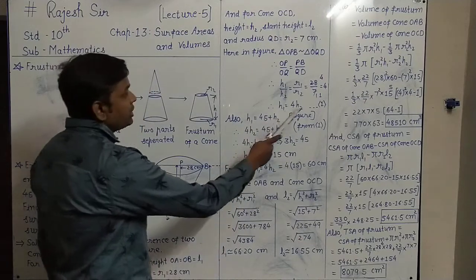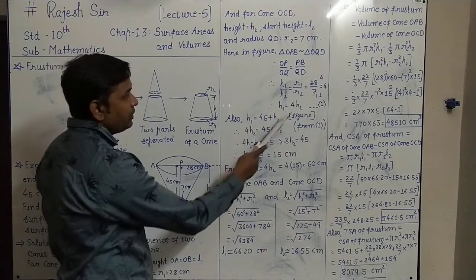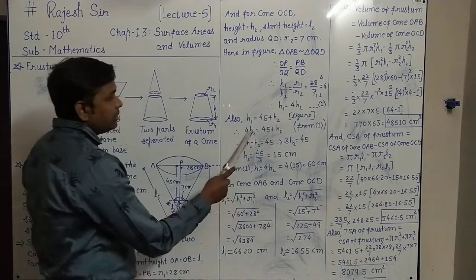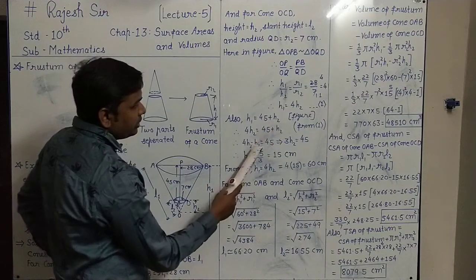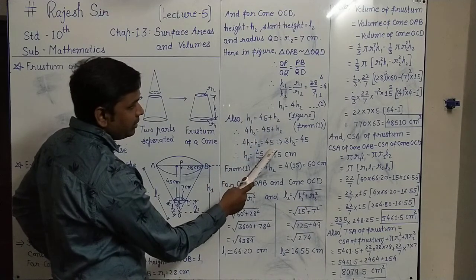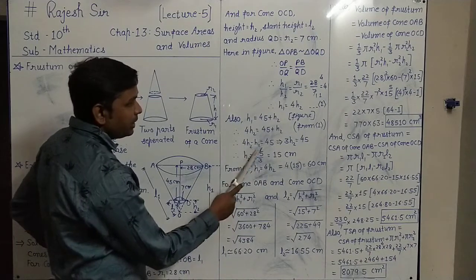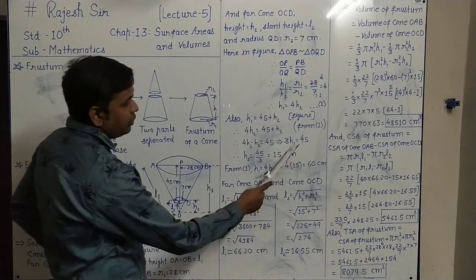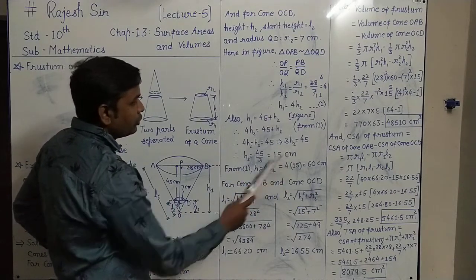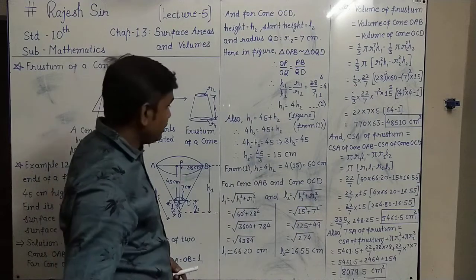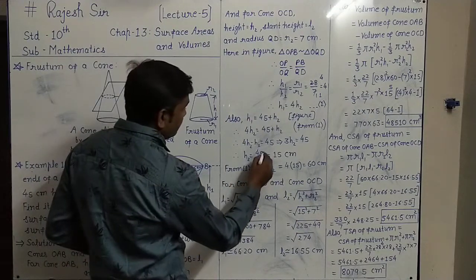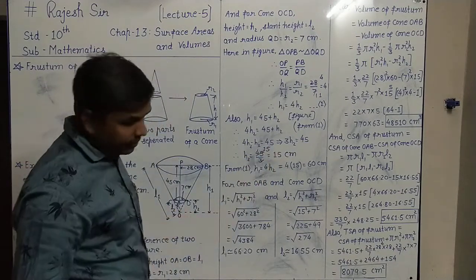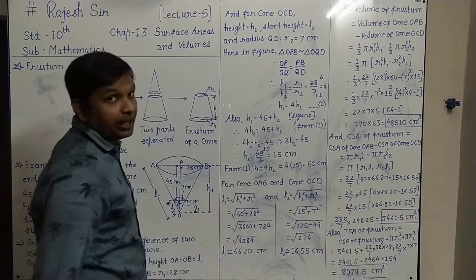Now H1 equals 4H2 from result 1. So in place of H1 we can write 4H2 equals 45 plus H2. Taking H2 to the left, it is minus H2, equals 45 remaining. This implies 4H2 minus 1H2 gives 3H2 equals 45. Therefore H2 equals 45 divided by 3. By cancelling, 3 15s are 45. So H2 equals 15 centimeter we have.